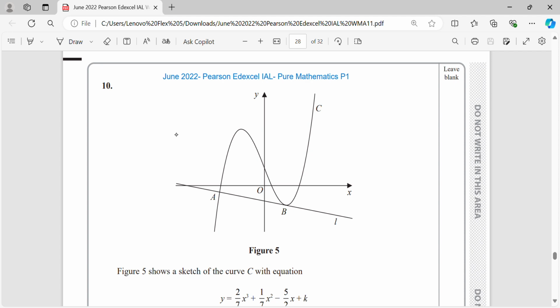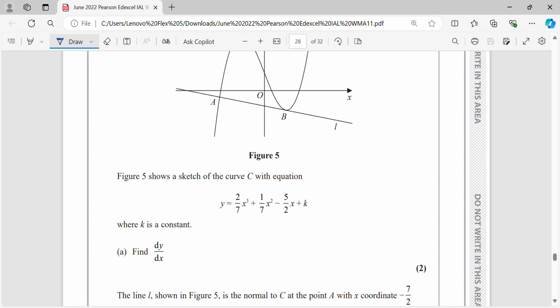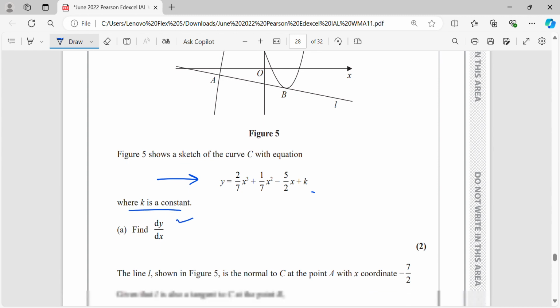In this video, I will be solving question number 10 from paper June 2022, Pearson Edexcel IAL Pure Mathematics P1. The question is to sketch the curve C with the equation y equals 2 over 7 x cubed plus 1 over 7 x squared minus 5 over 2 x plus k. Find dy by dx, where k is a constant.